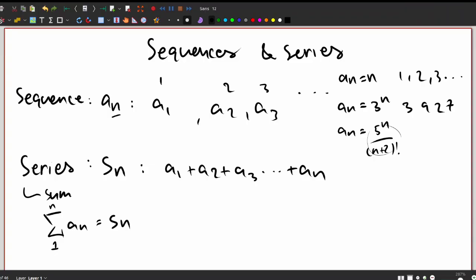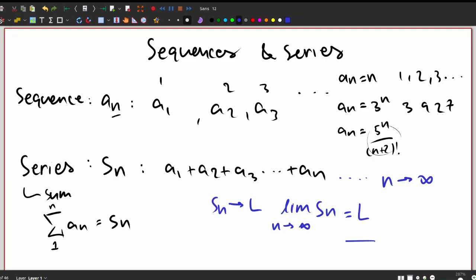Now, some of these infinite series converge to a finite sum, meaning if we kept on adding terms until n approached infinity, S of n would approach a finite value L. So if you wanted to write this out, the limit of S of n as n approaches infinity would equal some finite value L. And what this means is that our infinite series converges.